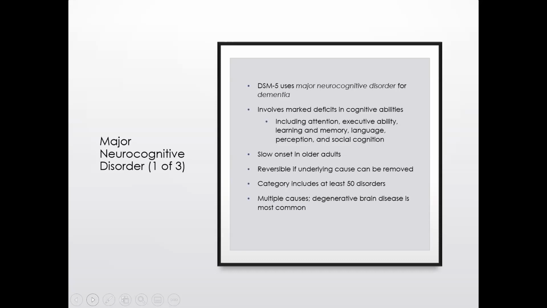Typically, we see a slow onset in older adults. So the older we get, the more likely we are to suffer from some of these deficits in cognitive abilities. There are multiple causes, but degenerative brain disease is going to be the most common that we're going to see when we're talking about dementia.